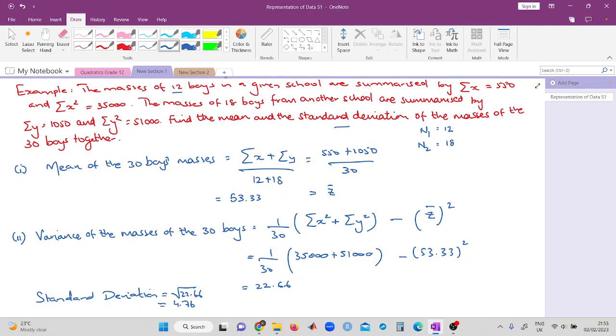Next, we'll look a bit at the cumulative frequency curve. We'll take an example and I'll continue. Okay, the cumulative frequency curve. So take the screenshot and then we'll continue. I think you have already done the cumulative frequency curve, maybe in Form 5.